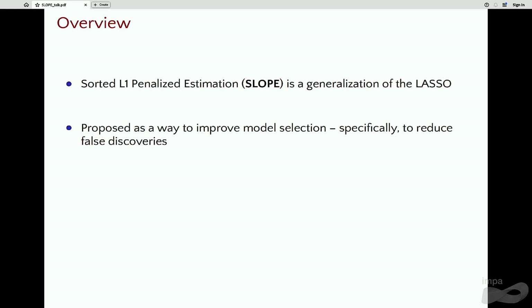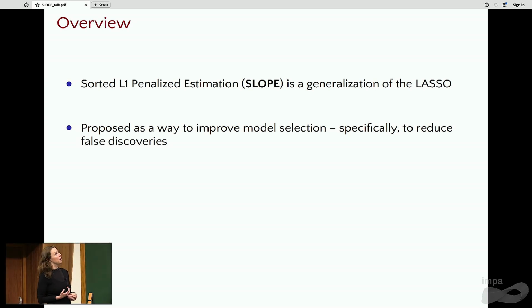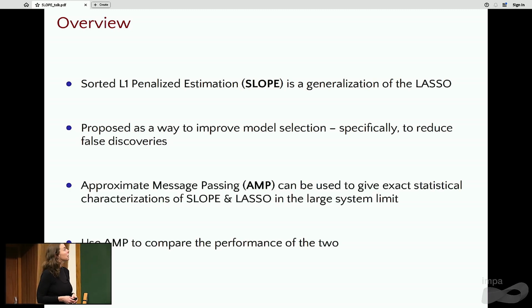Okay, so basically the problem we're going to think about is the following. We're going to study a sorted L1 penalized estimator, which I'll call SLOPE, and this is basically a generalization of the lasso. So I'll introduce what these estimators are if this is a bit unfamiliar. And this estimator was proposed as a way to improve on the lasso, and in particular as it relates to model selection, right? So specifically to reduce the kind of false discovery. So one of the types of errors you can make in these sorts of problems.